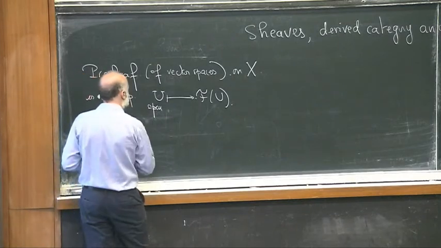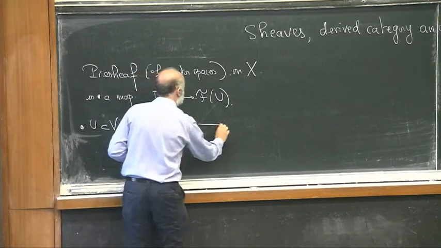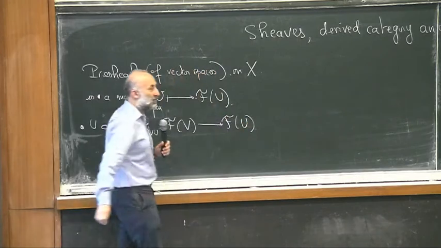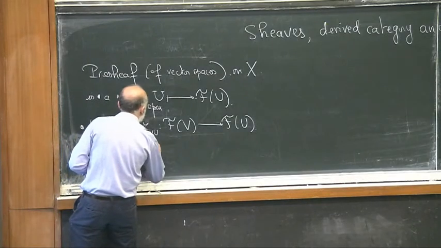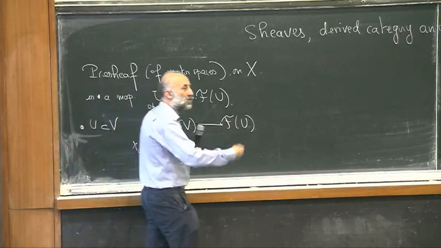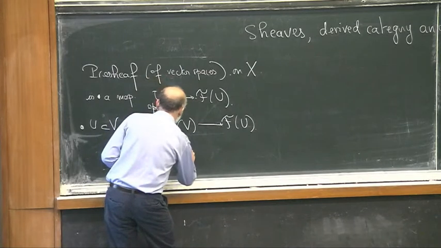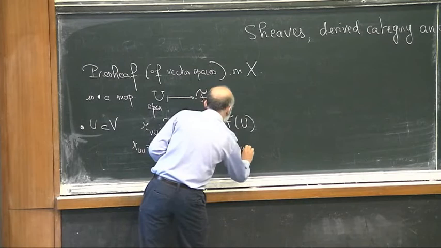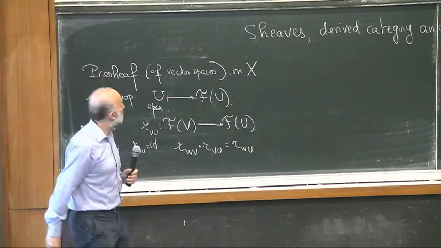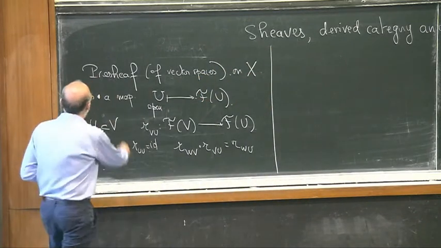If U is contained in V, there is a restriction map, RVU, from FV to FU, which has the usual property of what a restriction map should be, so that RUU is the identity map, and if you compose two restrictions, you get what you should get, so that RWV composed with RVU is RWU. So this is a pre-sheaf.